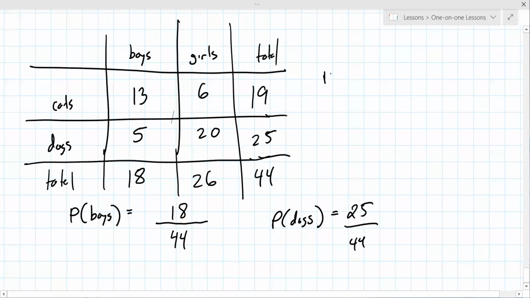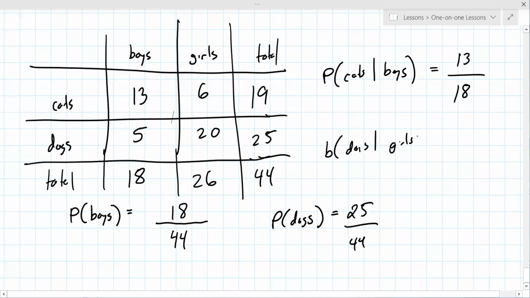Now, what you might have been thinking about is what's the probability of cats given boys? The given changes this bottom number. The bottom number is not going to be 44. It's going to be how many boys are there? 18. And then how many of those have cats? 13. What's the probability of dogs given girls? So how many girls are there? That's what changes this time. 20 out of 26.